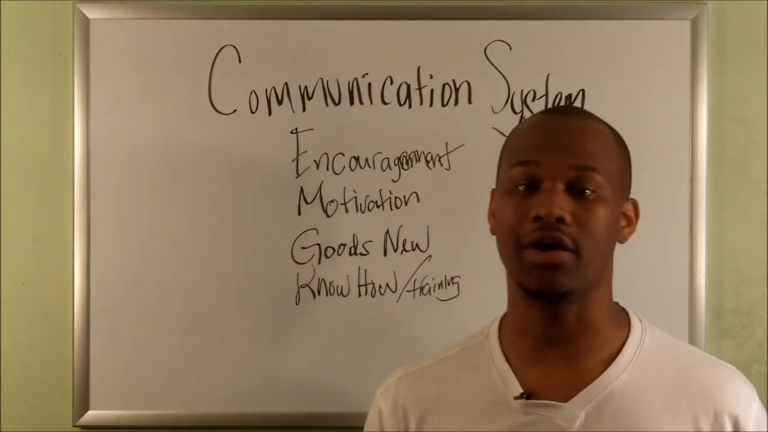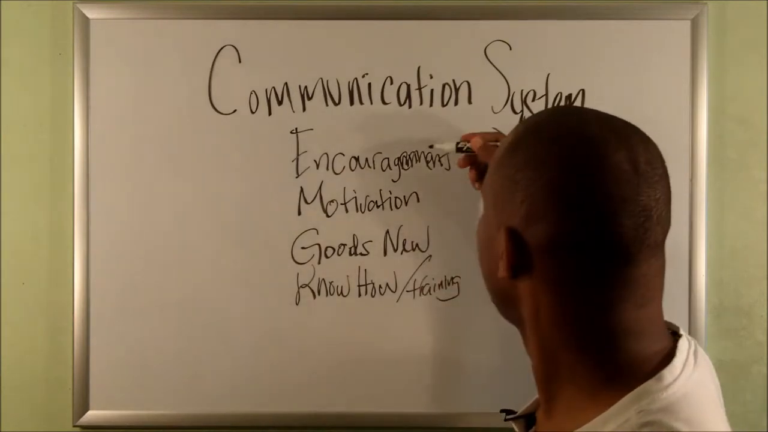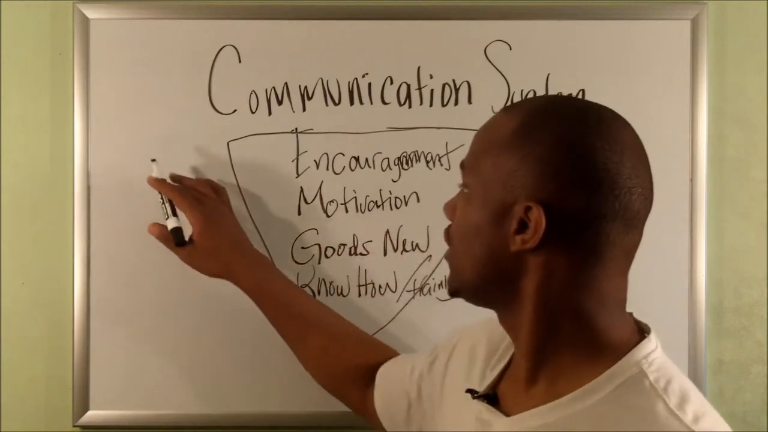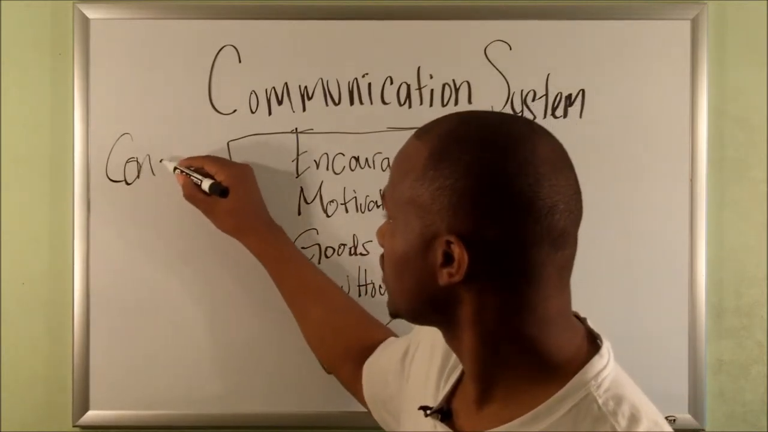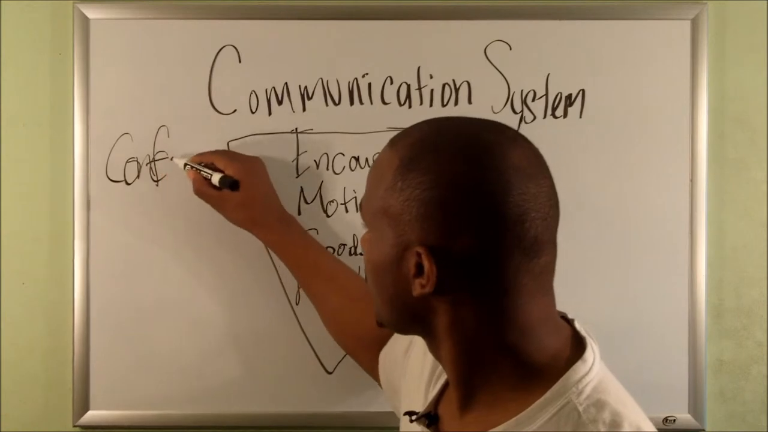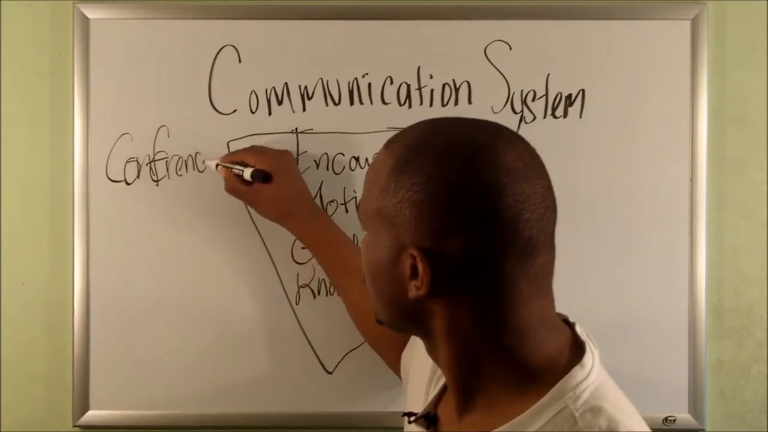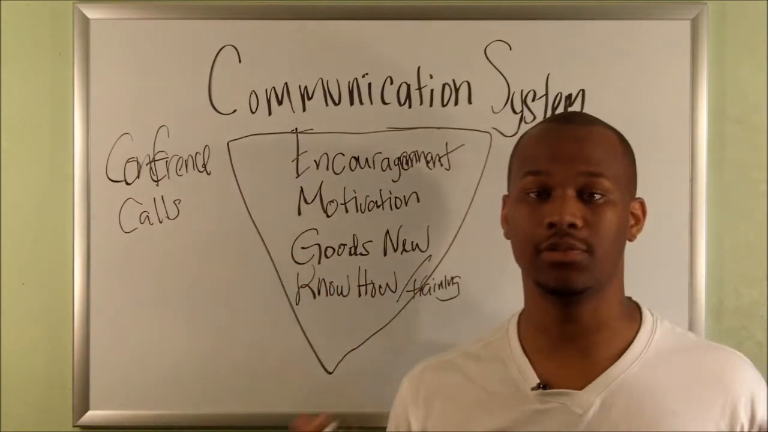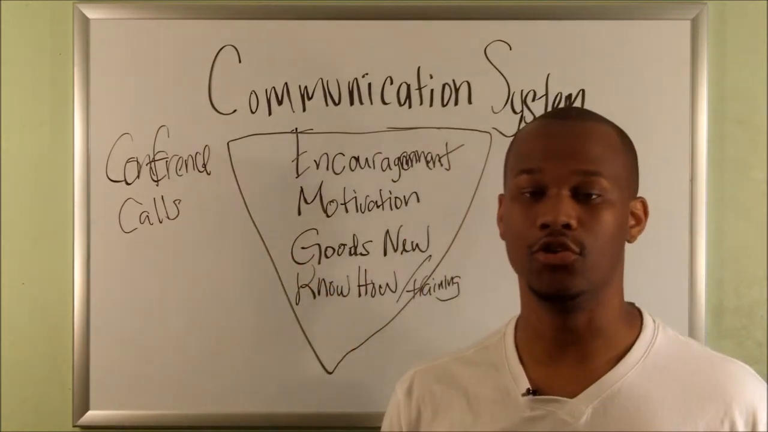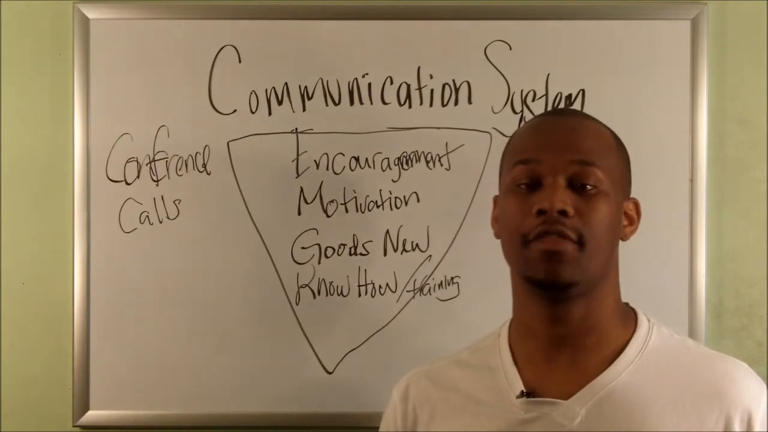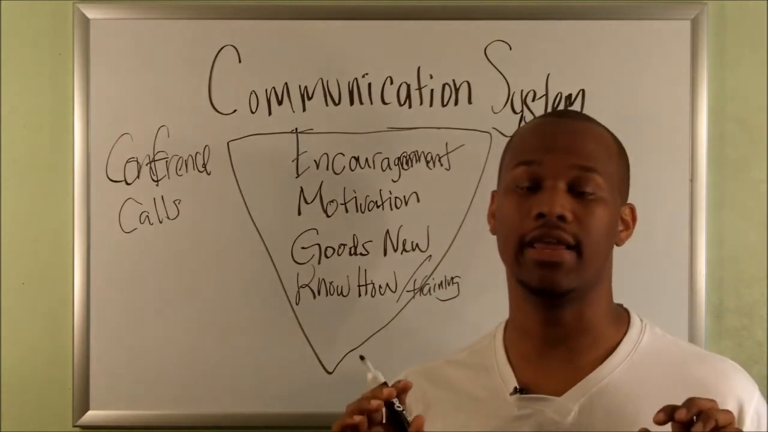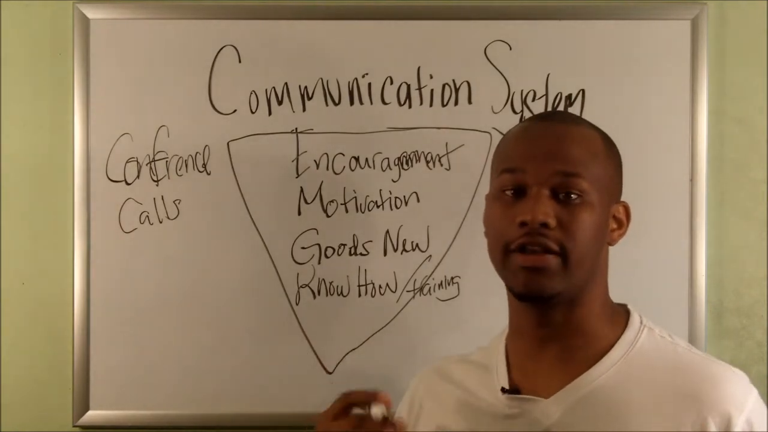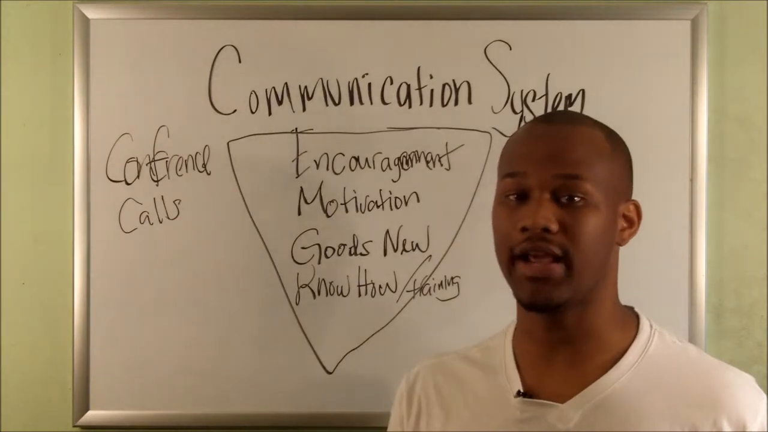Now, how do you go about giving these things away? Well, there are three major ways that you're going to do all of these things. Number one is going to be conference calls. Conference calls are the simplest way, and you can do them on a daily basis for a really short amount of time, but it has a huge effect on your team because they can get all of these things on a daily basis. So you want to implement a conference call system.